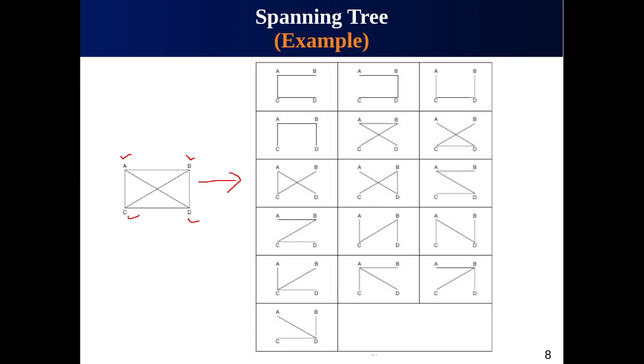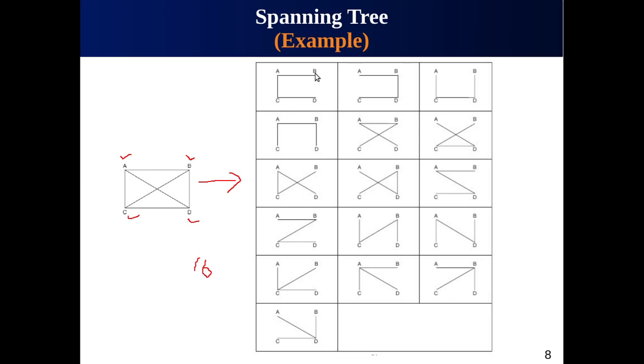Yes, we just saw that more than one spanning tree is possible. So how many spanning trees actually do we have here? A total of 16. All these are valid spanning trees.